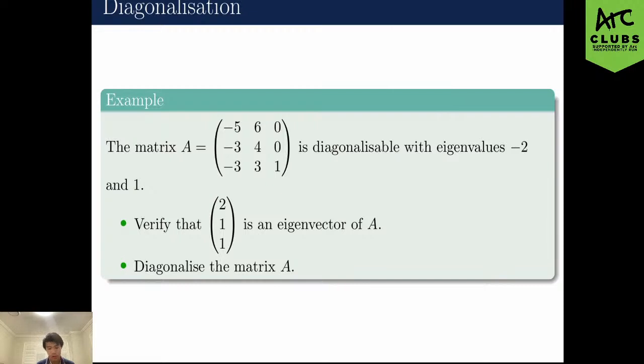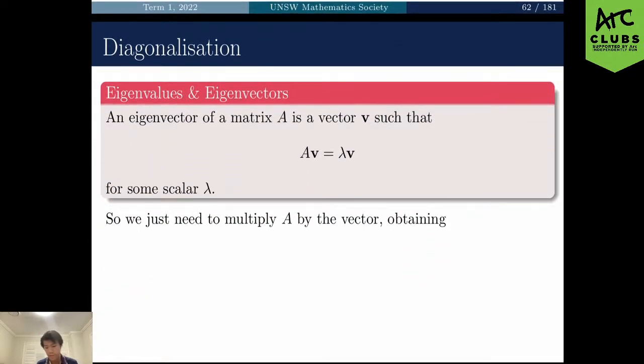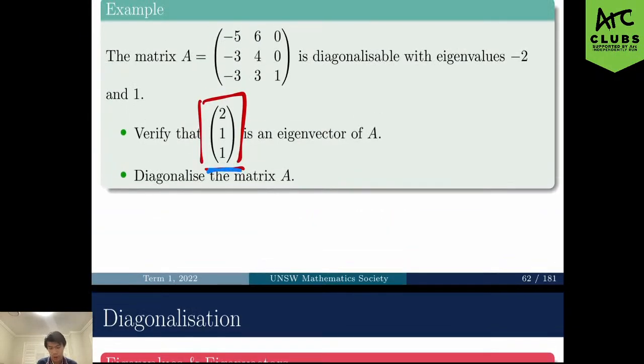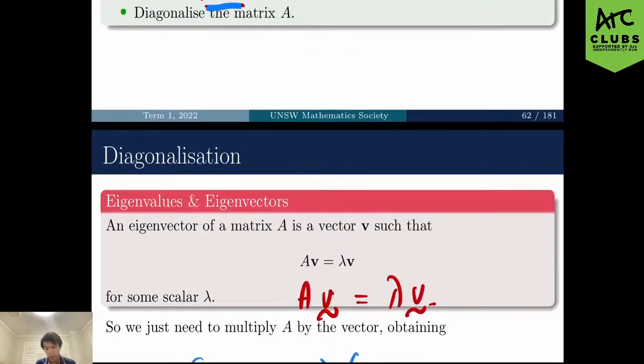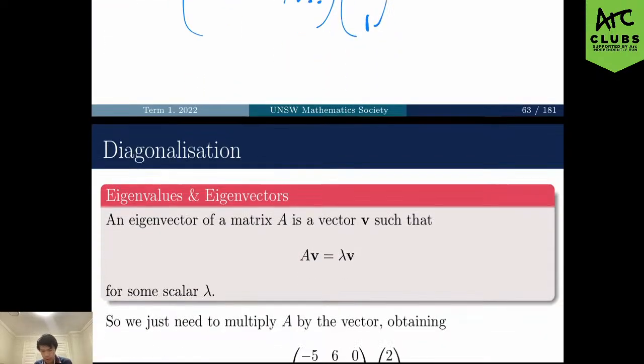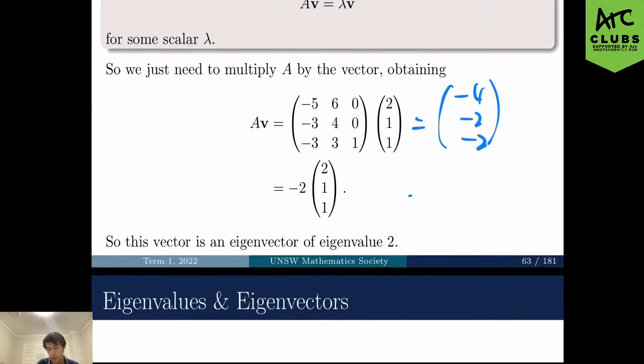We've got a matrix. We want to show that this thing is an eigenvector of the matrix. So over here, the definition, which we know from first year: a vector v such that if we take A and multiply it by the vector, we get a multiple of the original vector. So all we have to do is take A, multiply it by this, and see what we get. In this case, we end up getting -4, -2, -2, which is -2 times (2, 1, 1). And so our vector is an eigenvector of eigenvalue 2.